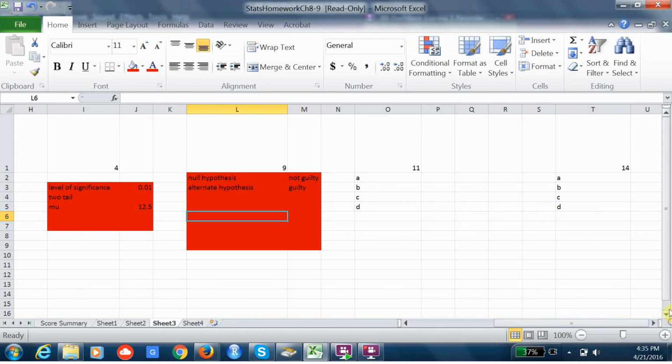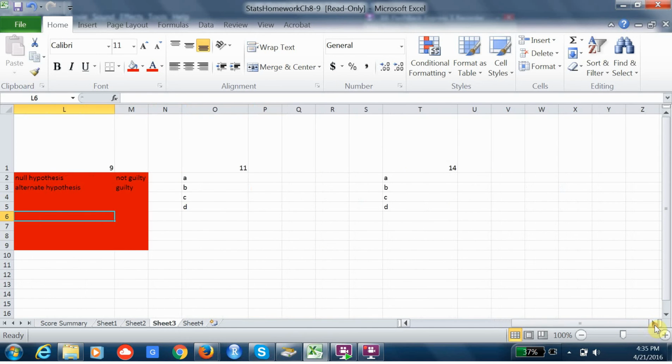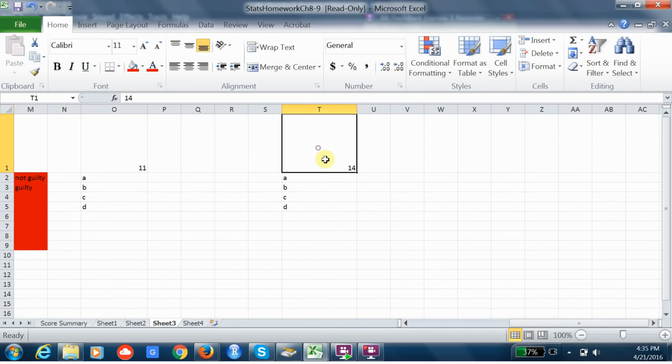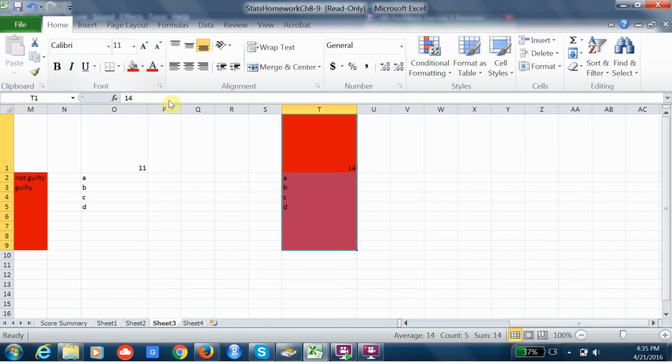Let's see, 14. Okay, so this was both a hypothesis test and a confidence interval. There's lots of points there. And there's also 16 too, so we need to do 16. Okay, so 16 also has to be done. There we go.